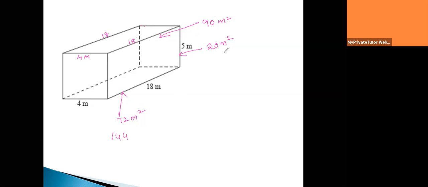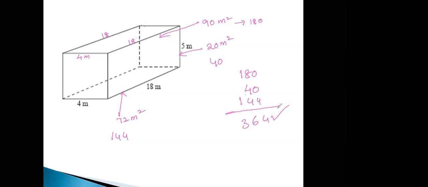The two side faces become 40, and the front becomes 180. Just add all, and we'll get it. So 180 plus 40 plus 144. The answer is 364.